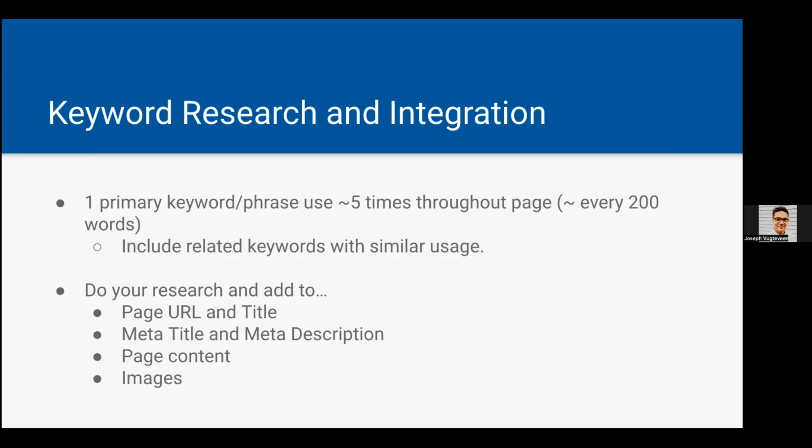So now you have your keywords, you've done your research on your page. Where do we use it? You can add it to your page URL, page title, meta description, meta titles, page content, images, lots of places to add this. So when I say every 200 words, that's in your content. That's what everyone can see. There are a lot of places to put some of these keywords that not everyone sees. Google understands it and appreciates it because it helps Google to better understand what your page is about. So in your content that you're writing, one keyword about 5 times every 200 words or so.